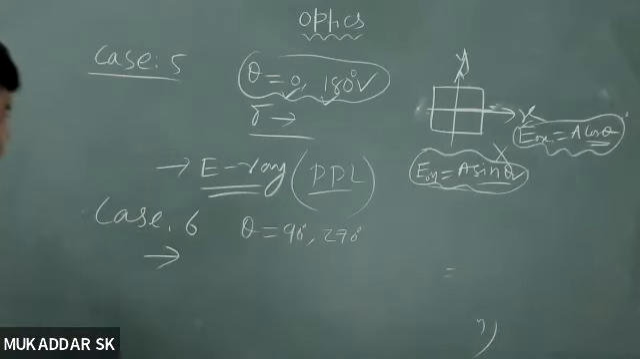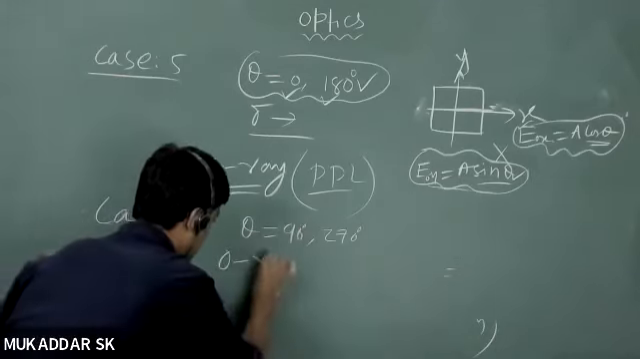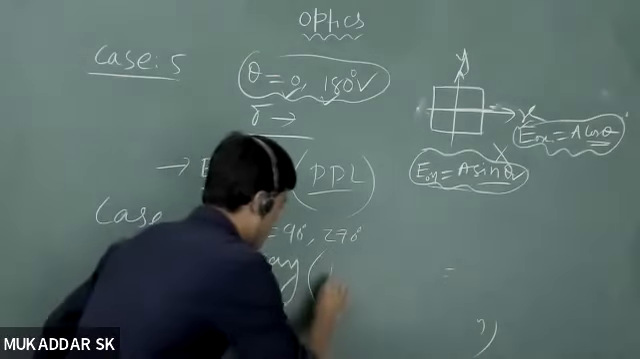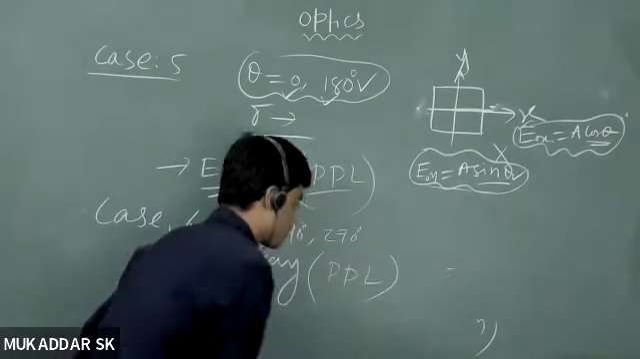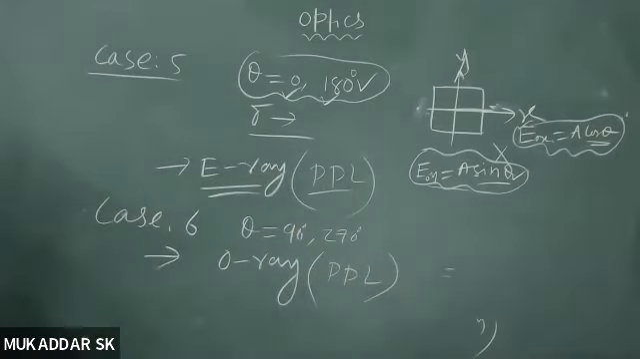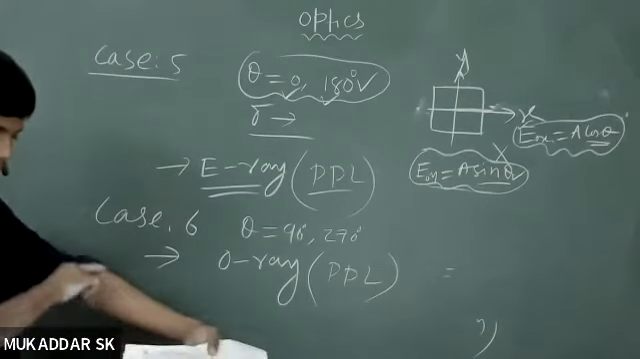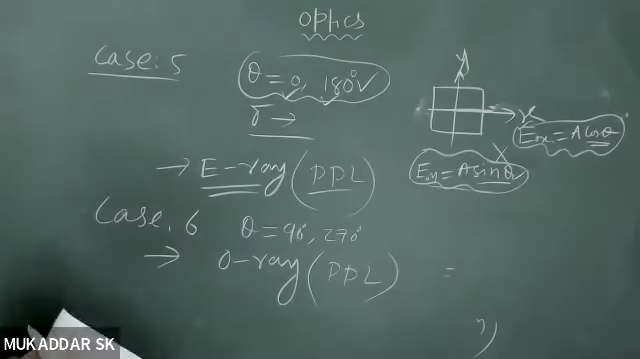So the emerging ray will be what? It will be the O ray. And we know again, the O ray is nothing but plane polarized in nature. So the emerging ray will be plane polarized light. Is this part clear to what I am saying? Is this part clear? Yes, sir. Yes, sir.